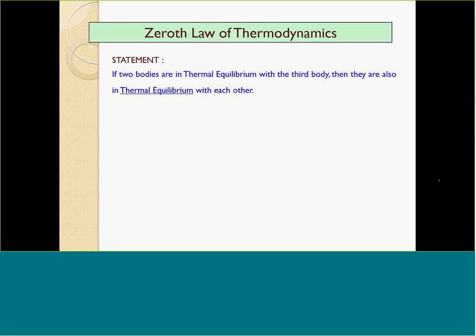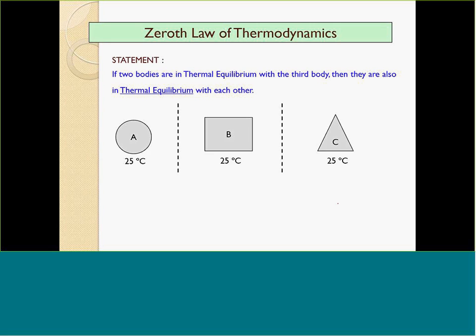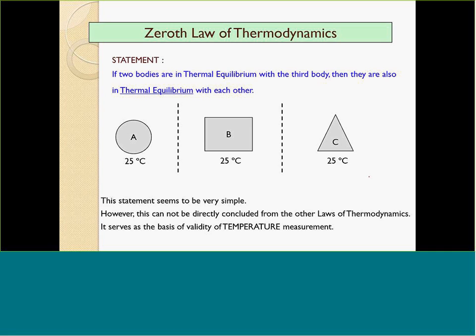Okay, now for the final part before I end the session: the zeroth law. Let's say you have A, B and C. You bring them together. A is the hottest, B is the medium, and C is the coldest. When they are in contact, they are going to reach thermal equilibrium, say 35, 25, and 35. That is what the zeroth law is all about. The statement is very simple, but it is really fundamental to the understanding of thermodynamics.